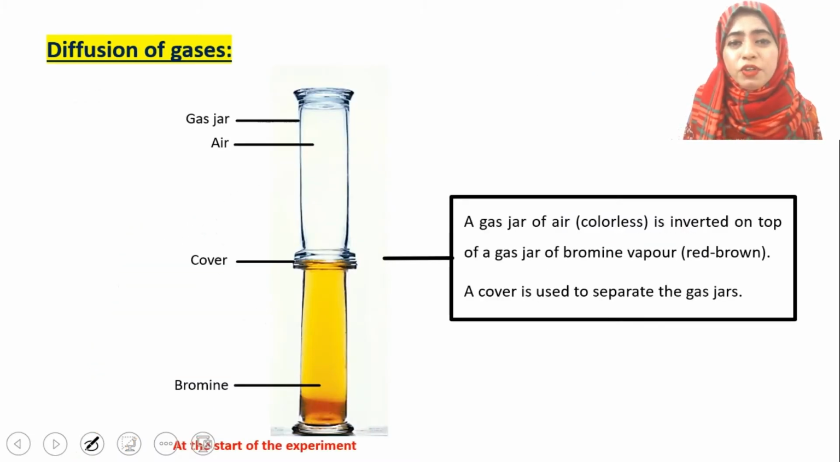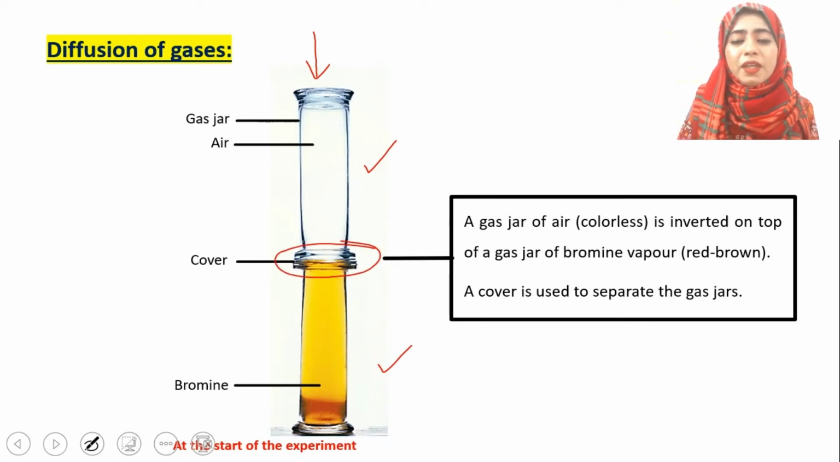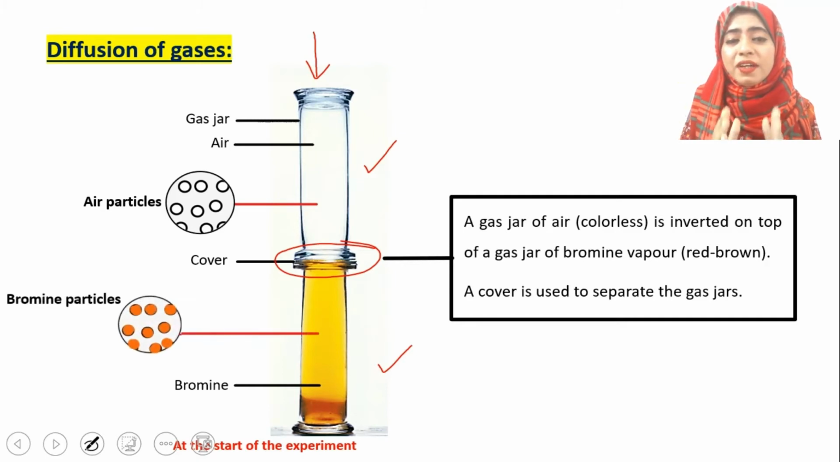We can explain the diffusion of gases with the help of a very simple experiment. Let's take a gas jar filled with bromine particles and another jar filled with air particles. The air jar should be inverted on top of the bromine jar, and the two jars are separated by a cover. The air jar contains just air particles, which are colorless, and the bromine jar contains just bromine vapors, which are red-brown in color.